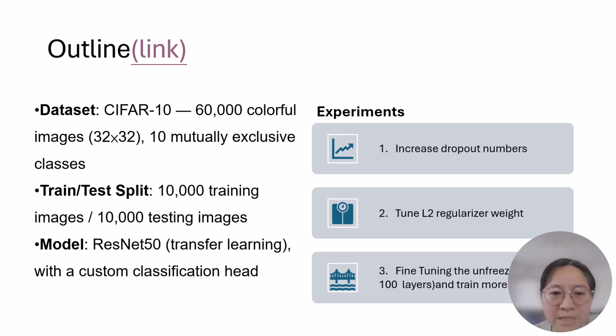Our data set is CIFAR-10. It is 60,000 colorful images. The size is 32 by 32. It has 10 mutually exclusive classes, and I only use 10,000 training images to predict another 10,000 images. And I use the pre-trained model ResNet 50 and only trained the custom classification head.